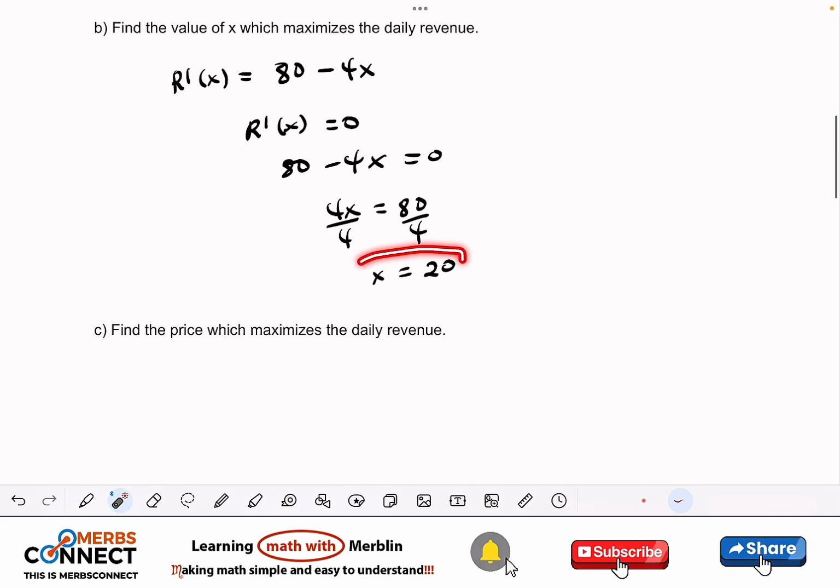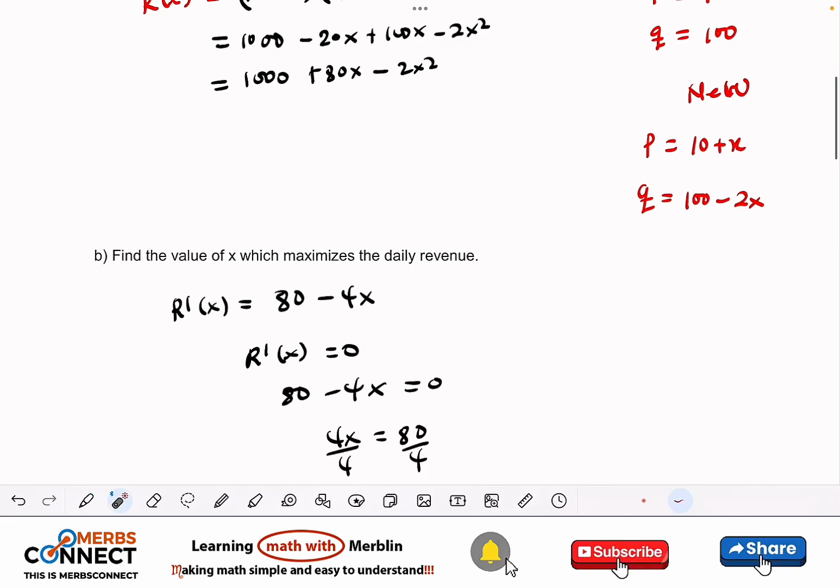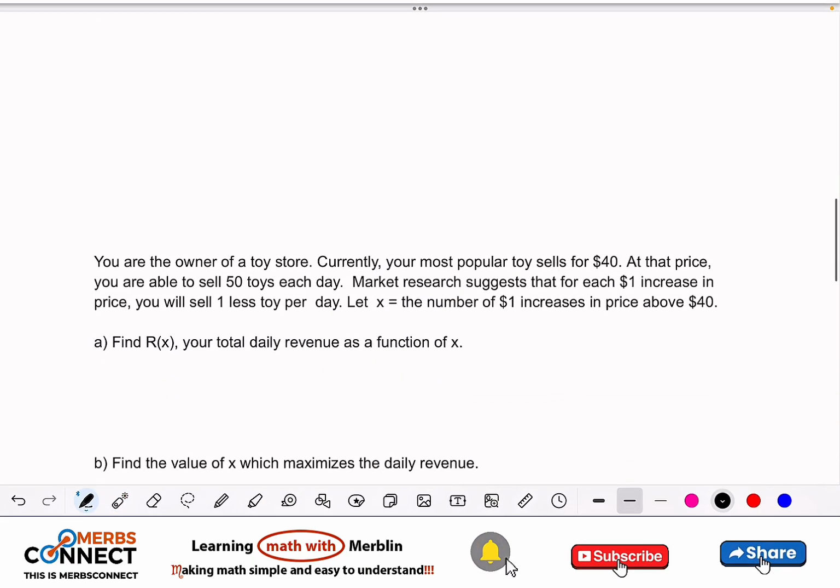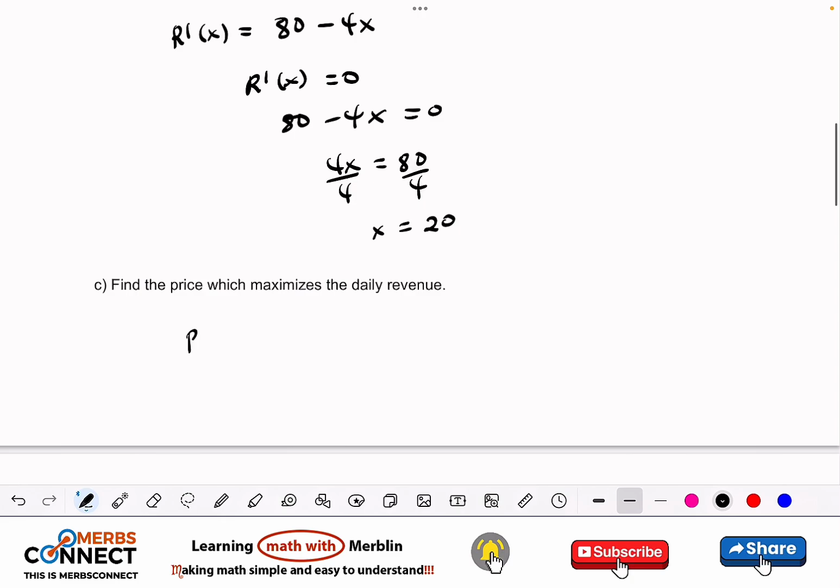So since this is the X value that maximizes the daily revenue, then what is the price? Our price P of X is equal to 10 plus X. So this is P of 20, 10 plus 20, and we are going to have 30.